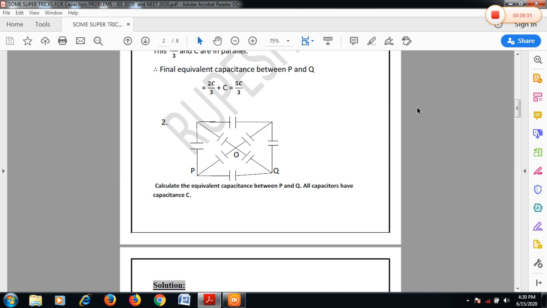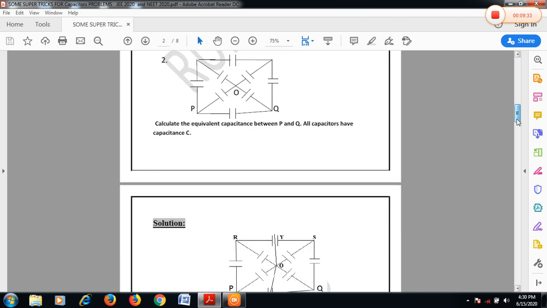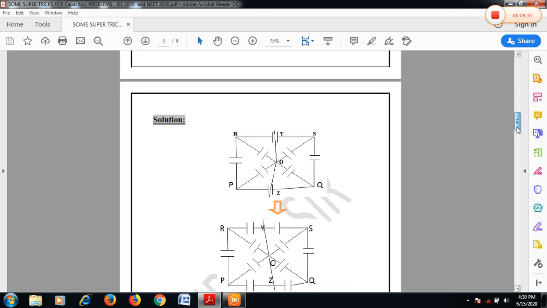Have a look at this figure. All the capacitors are identical like previous, and capacitance is C, the distance between the plates is D, and the area of the cross section is A. Since D and A are the same, we can say that all the C's are the same. Since C is epsilon naught A by D, we know that parallel plate capacitance is epsilon naught A by D. We know that, right? So let us move forward to the solution.